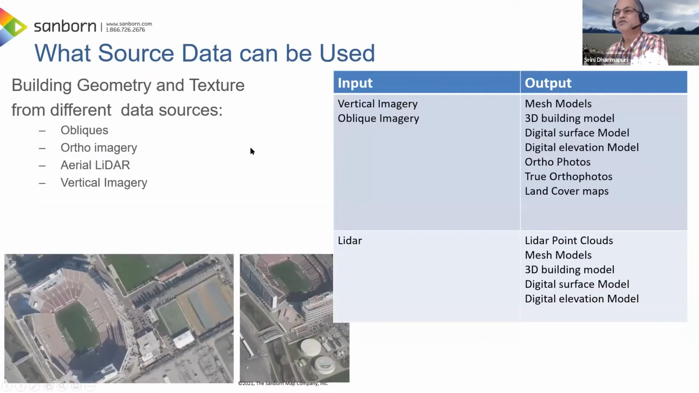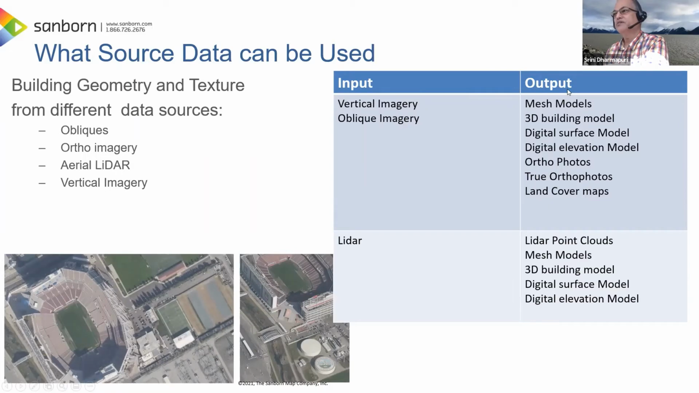So the next question is, what sort of source data can we use? Primarily, you can use any type of source data, but these are the different data sets in use. They can be purely aerial or unmanned, and ground-based images can also be used. So we have oblique imagery, ortho imagery, aerial LiDAR, and vertical imagery. What I mean by vertical imagery is stereo images, through which 3D objects can be captured. So these are the different types of data.